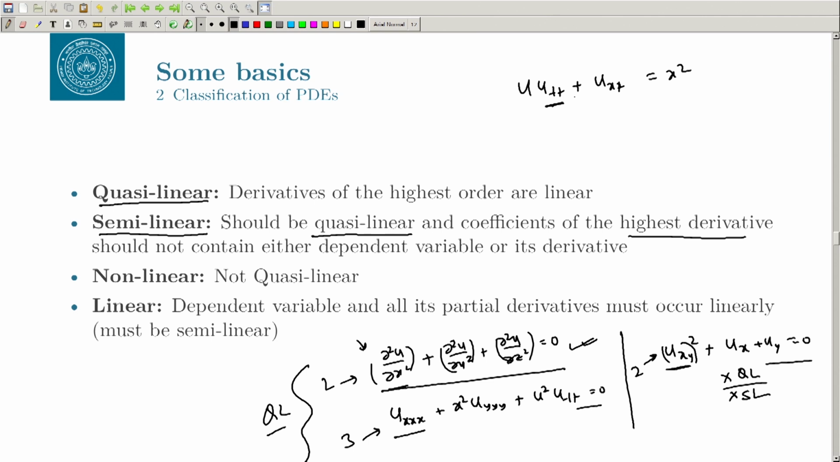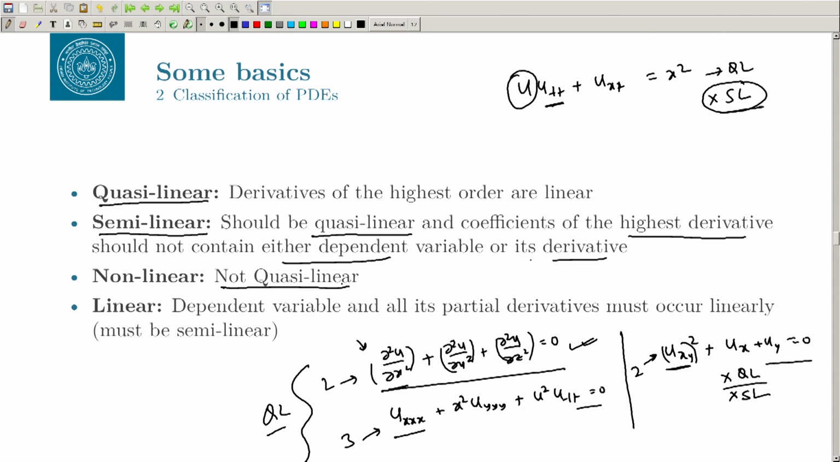So, this is quasi linear, okay, but this is not semi linear. It is very important to know that this is not semi linear, because it should not contain either the dependent variable or its derivative. Here it contains the dependent variable, which is u. So, this is not semi linear, and if it is not quasi linear, then it has to be non-linear.